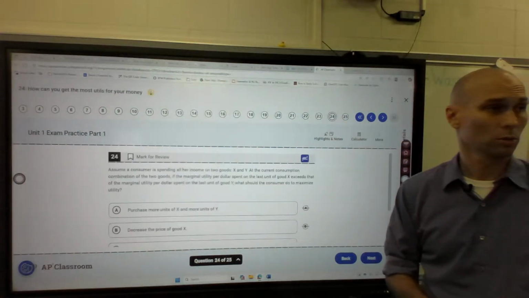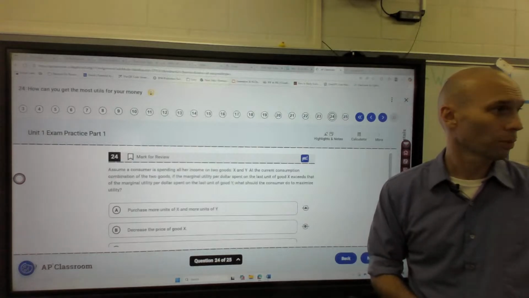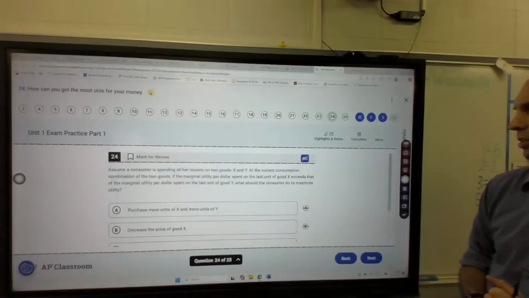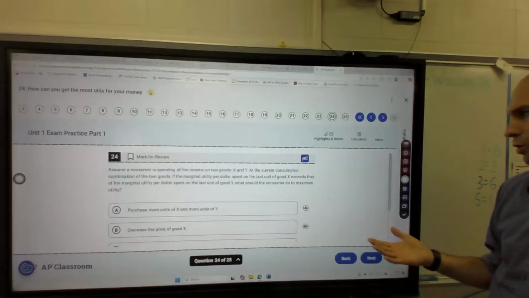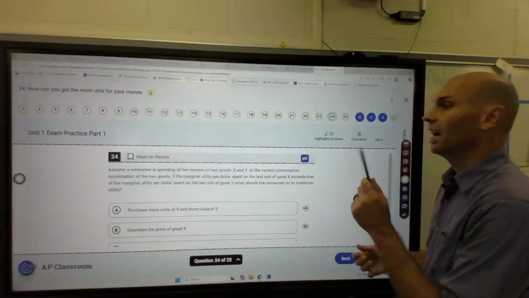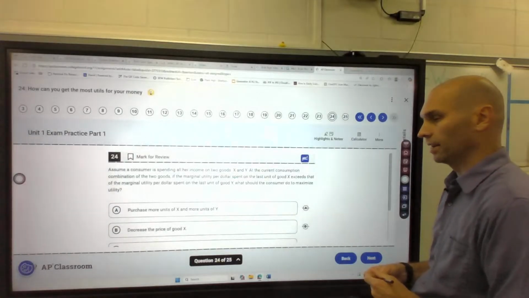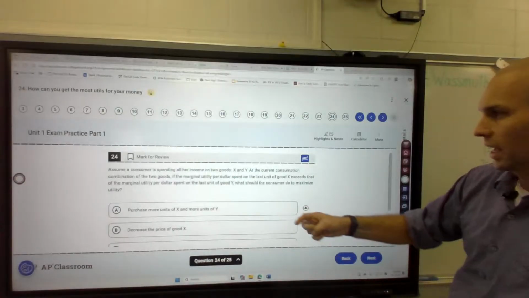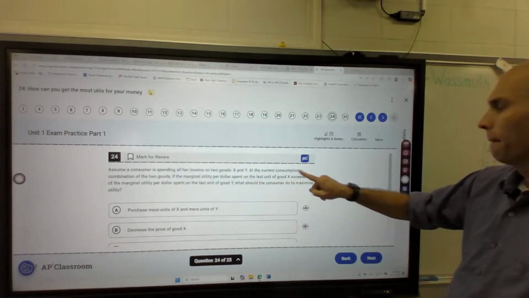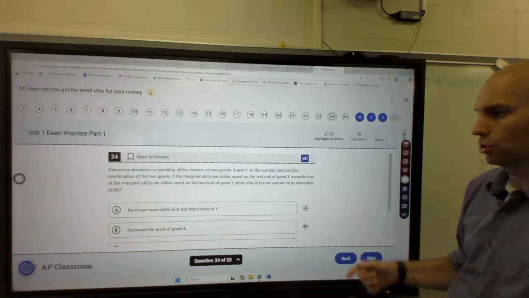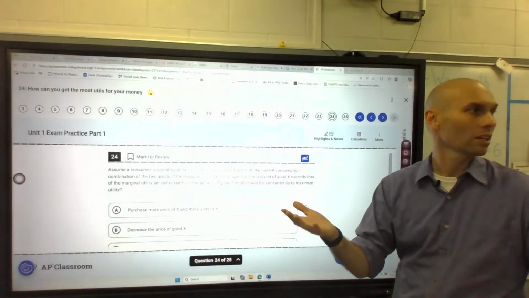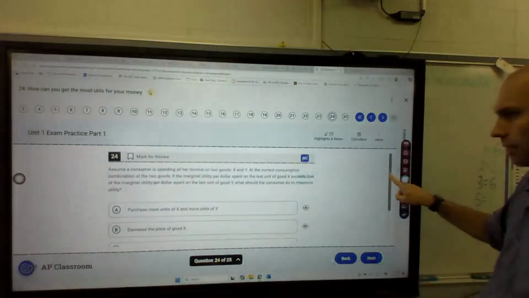We can move on to unit 2 if you guys want. Part 2. All right. So assume the consumer is spending all their income on 2 goods, X and Y. At the current consumption combination of 2 goods, marginal utility per dollar on the last unit of X exceeds marginal utility per dollar of Y. You guys remember that? Bang for your buck formula. So we're getting good X is greater than good Y. So we should buy what? More of good X and or less of Y.